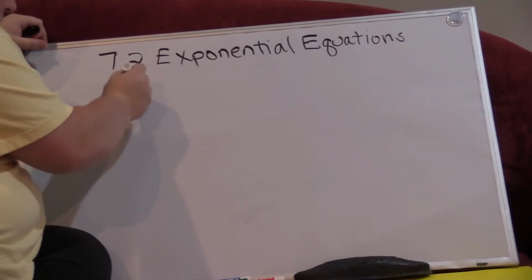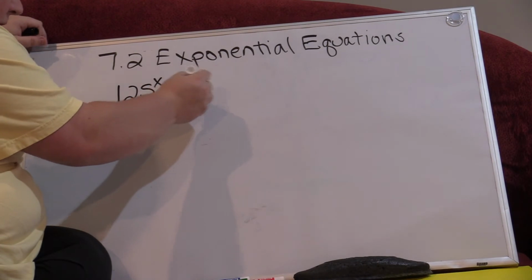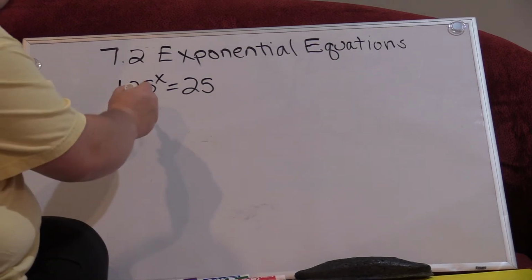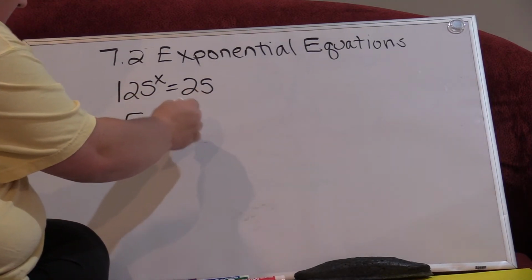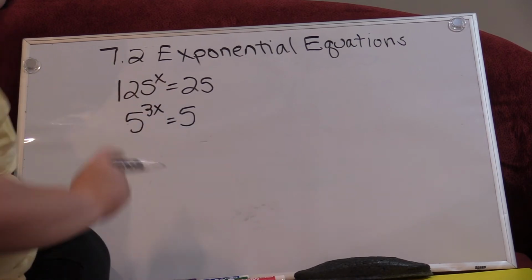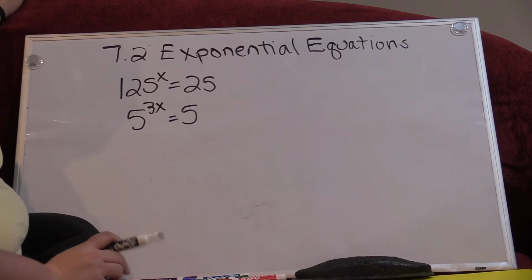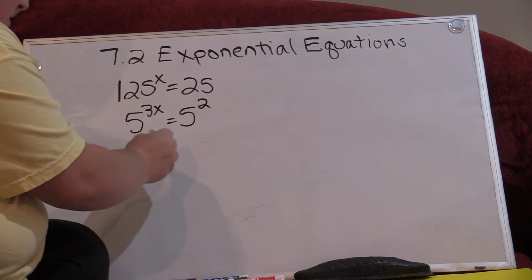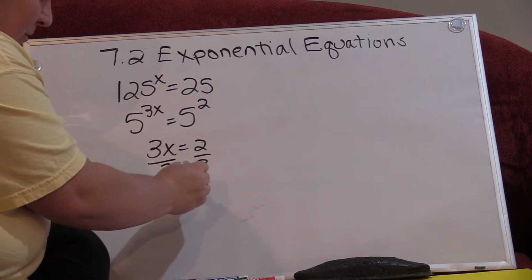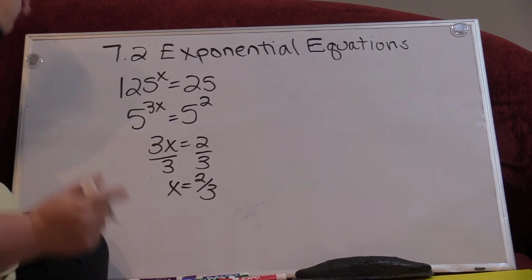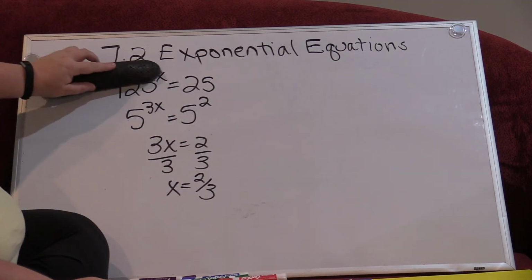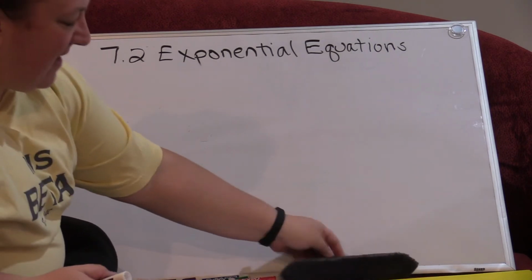I get 125 to the x equals 25. We have to come up with the same base. And our base here is going to be 5 for both. So 125 is 5 to the 3rd power. Remember, we need to keep the x in there. And 25 is 5 squared. So 3x equals 2. Divide both sides by 3. And x equals 2/3. I have 4 more examples I want to do with you. And then we'll be done this video.